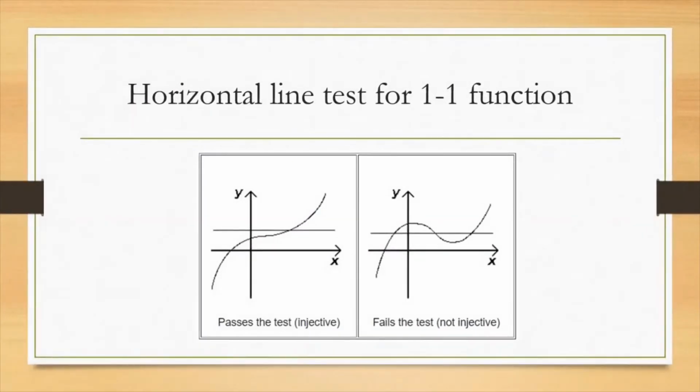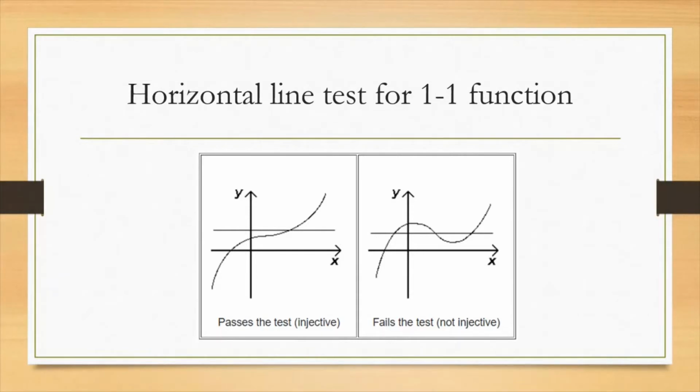So next is a test for one-one function, or how we check a function is one-one given a graph of a function. The test is: given a function or a graph of a function, we take any horizontal line, any line which is parallel to the x-axis, and it cuts that curve at most at one point.